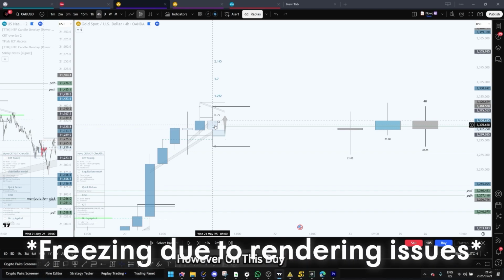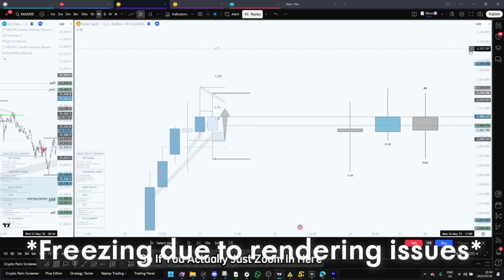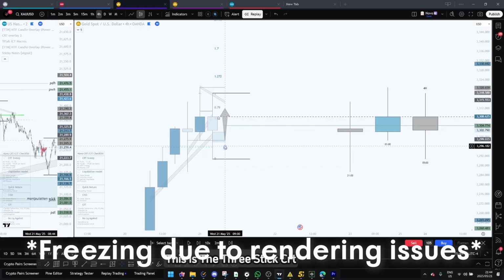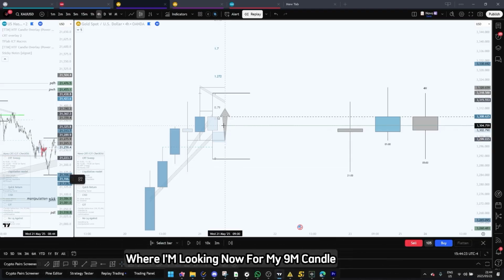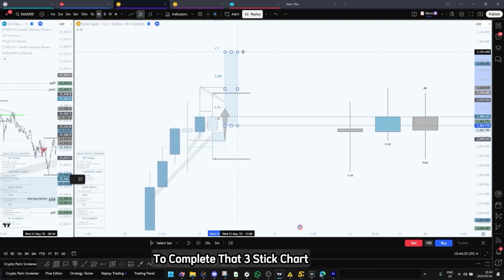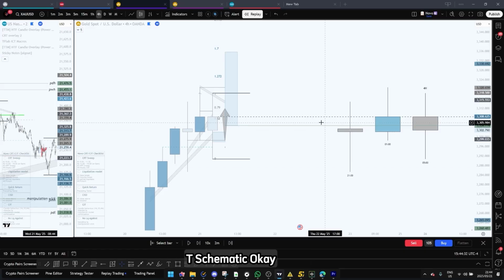However, on this day, there was an exception because price had already created a sweep from the 1 a.m. candle. If you zoom in here, you can see this is my 5 a.m. candle and this right here is my 1 a.m. candle. You can see that that does get swept by the 5 a.m. Now on these types of days, this is the 3-stick CRT where I'm looking for my 9 a.m. candle, which is the next 4-hour candle, to make a major bullish move to the upside here to complete that 3-stick CRT schematic.